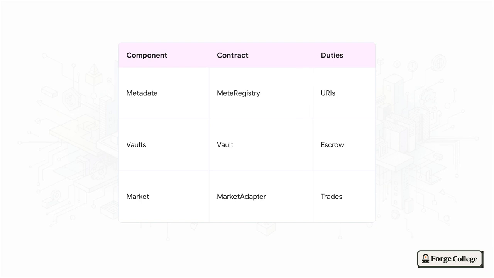Moving to the second half, we get into the external-facing modules that handle the public. The metadata registry stores URIs and validates data schemas so your images actually load properly. Then we have vaults and escrow adapters. Now these hold live tokens, meaning real value, so they require incredibly strict reentrancy guards. Think of a reentrancy guard like a massive digital bouncer at a club. It physically stops a malicious contract from rapidly withdrawing funds over and over in a loop before the ledger even updates. Finally, the marketplace adapter matches orders and settles trades.